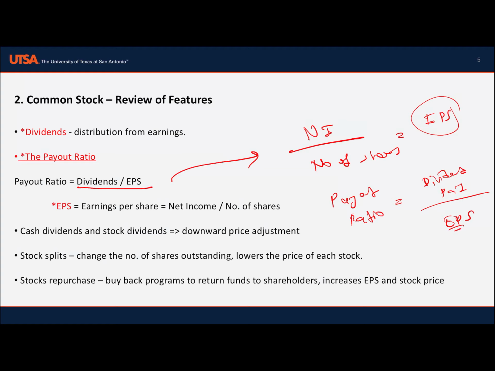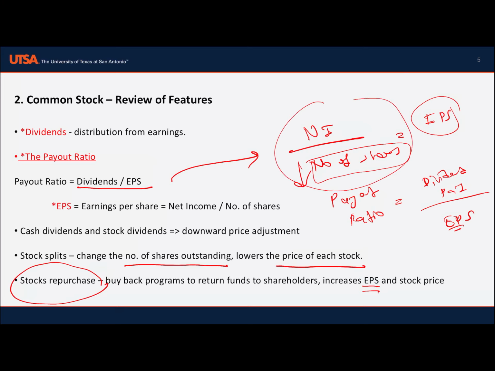Cash dividends and stock dividends cause a downward price adjustment, and stock splits change the number of shares outstanding and also lower the price of each stock. Stock repurchase means buying back the stocks available in the market, and it increases the earnings per share. How? By buyback programs, the number of shares available in the market is reduced, so the denominator of this ratio is decreased and the overall ratio is increased. Earnings per share is increased, and it causes the stock price to increase.